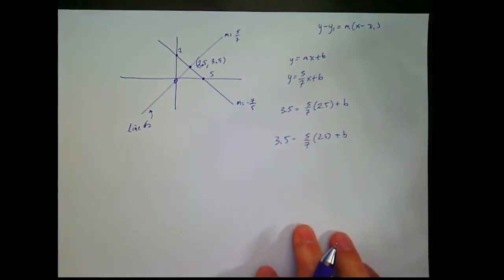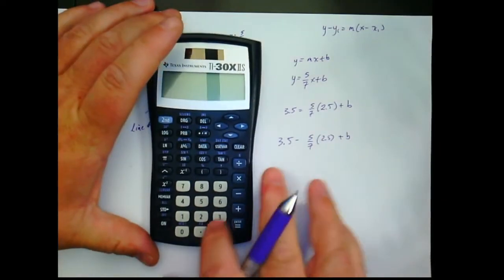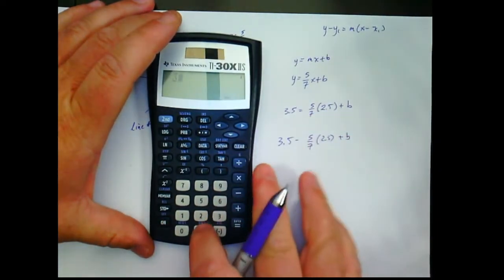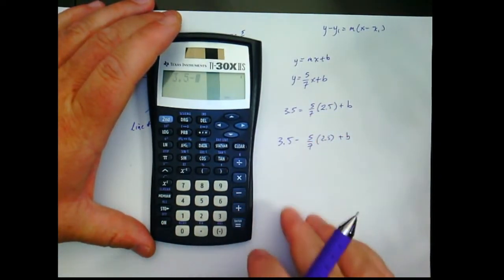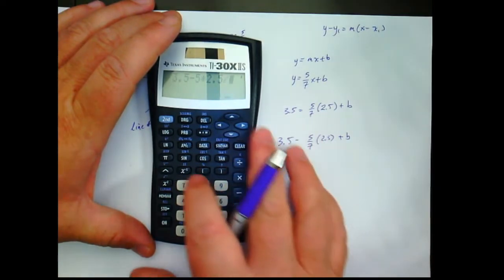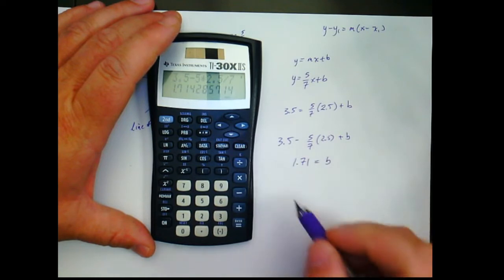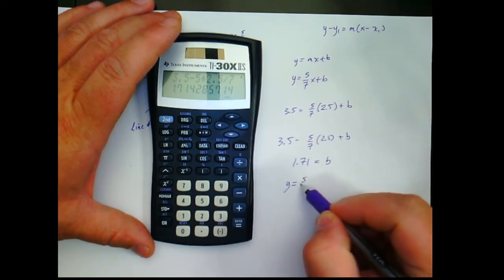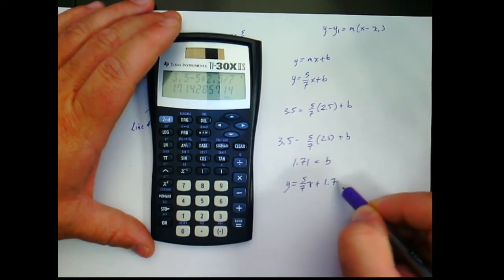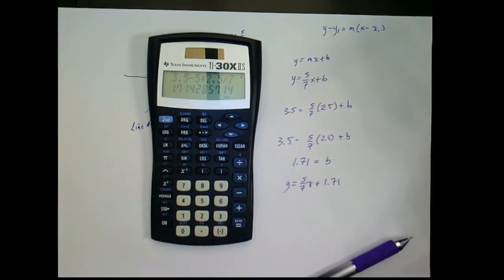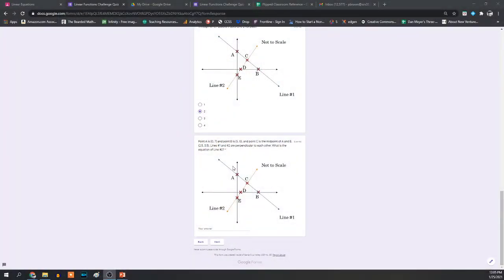Since I've got a decimal right here, I'm going to go ahead and use my calculator. 3.5 minus 5 times 2.5 divided by 7 is 1.71, to 3 significant figures. That is b. So my final answer is right there. Let's see if this is one of our answers. Oh, I have to type it in. y equals 5 over 7x plus 1.71.